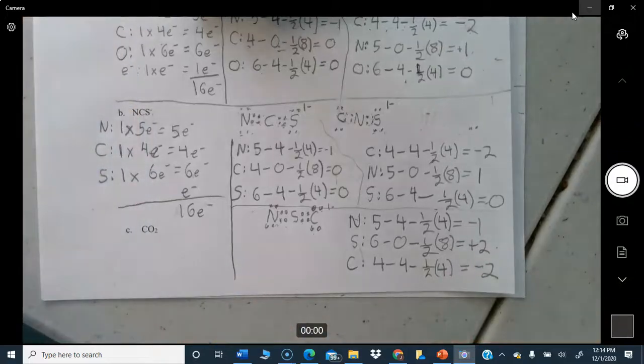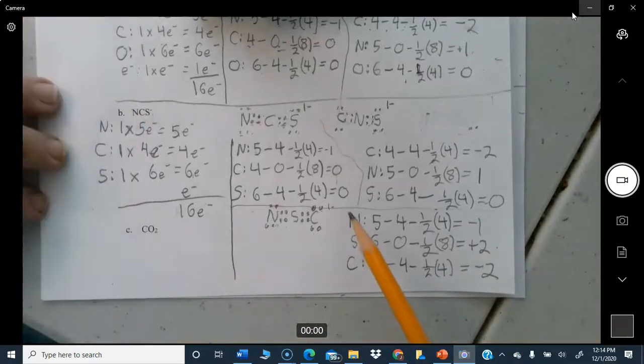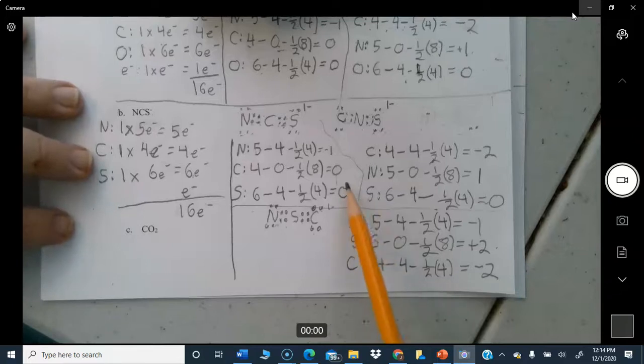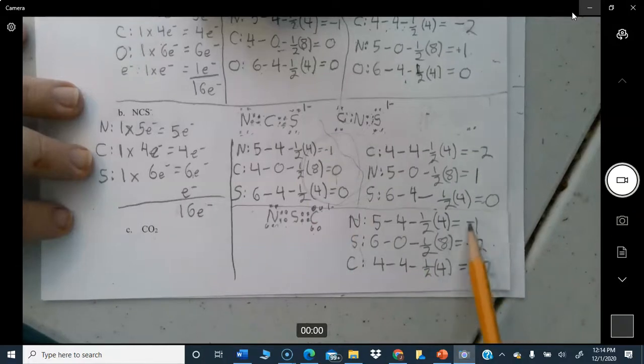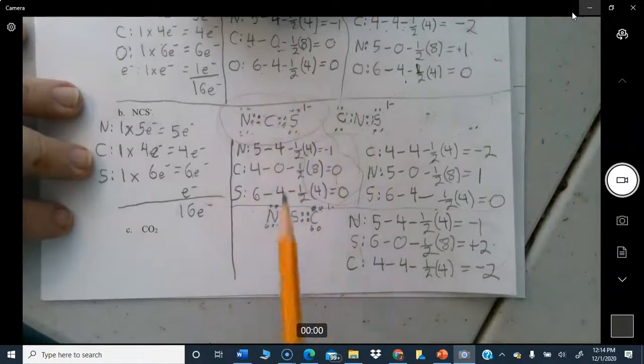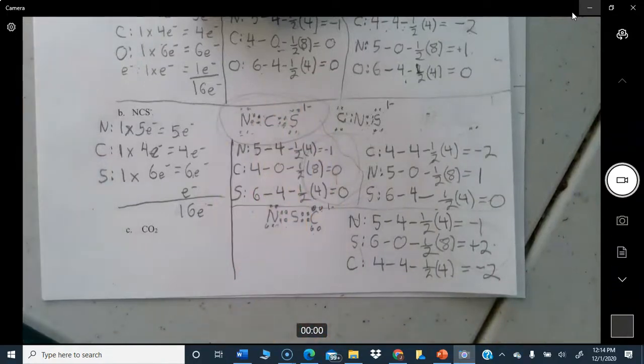Okay, there are our formal charges. The one that comes closest to 0 is this one. The one that's definitely the furthest away is this one. That's the least stable. And this one is somewhere in the middle, but this is the configuration that you would find in nature.